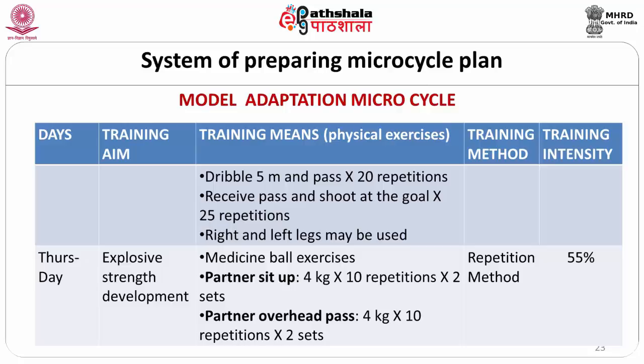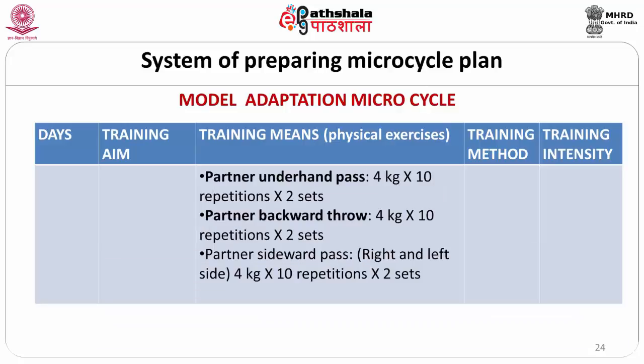On Thursday, explosive strength development, medicine ball exercises are used. Partner sit up, for example, the player uses a 4 kg medicine ball and he performs 10 repetitions and 2 sets. Partner overhead pass is also done with a 4 kg ball, 10 repetitions and 2 sets. The repetition method is used, 50% training difficulty is achieved.